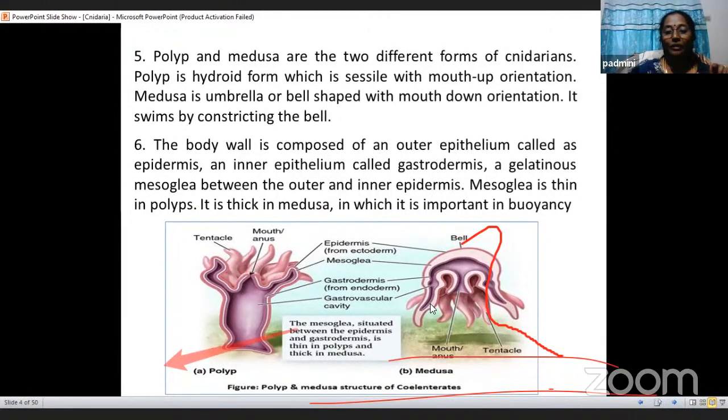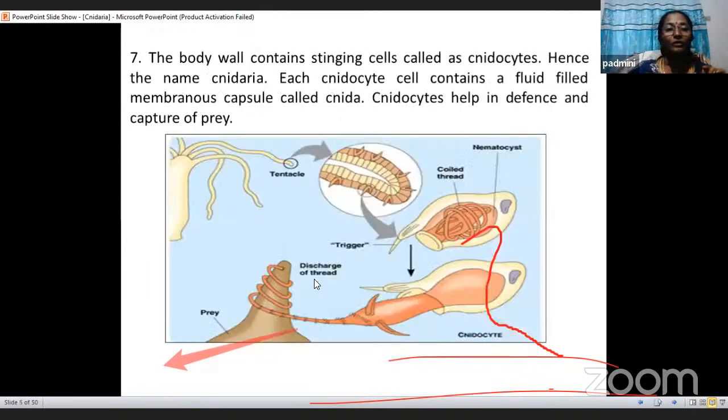Another important point is that because of its thickness, it gives buoyancy to the medusa so that they can swim in the water. They are not drowning inside. They are able to swim because of the thick mesoglea present in the medusa. So they help in buoyancy. Buoyancy means they can swim in the water. They don't drown. So that's the meaning of buoyancy.